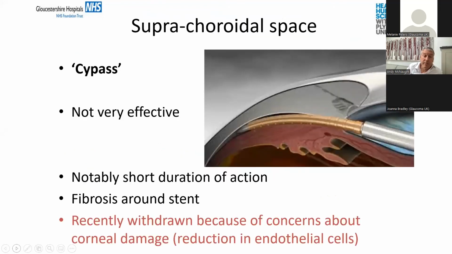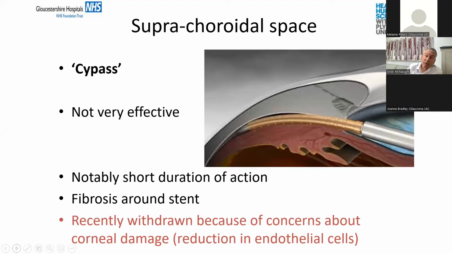Next slide, thanks. CyPass, this was a different idea. This was a metal tube that you're supposed to put basically into the root of the iris, into the space behind the iris called the suprachoroidal space. And initially it looked as if it was going to be really effective. In fact, my colleague and I started training to start doing this operation in Gloucestershire. However, in the week we were due to start using it, it was withdrawn because there was some concern about how safe it was in the long term.